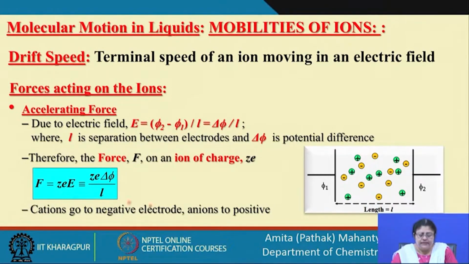Okay. And that can be represented by something like this. You have the minus as the negative charges and green as the positive charges. So, cations go to the negative electrode and the anions go to the positive electrode. This is what is driving them. The force which is acting on them, accelerating the particle towards each type of electrode, cation to the negative electrode, anion to the positive electrode, is nothing but the total charge into the electric field which is existing, Ze into E, right.